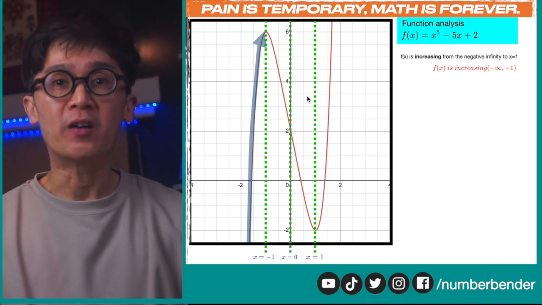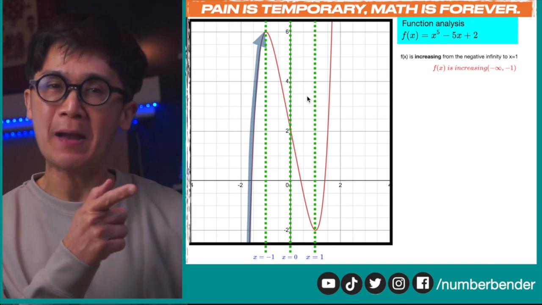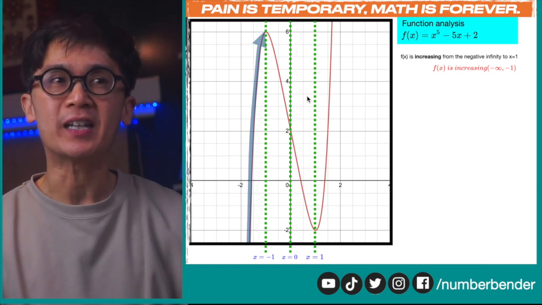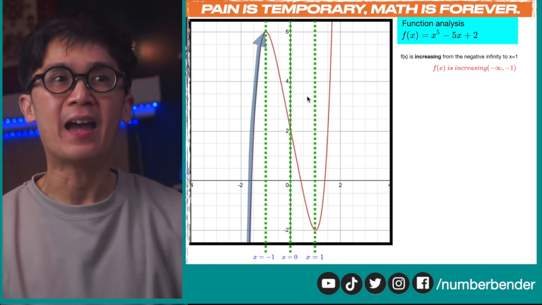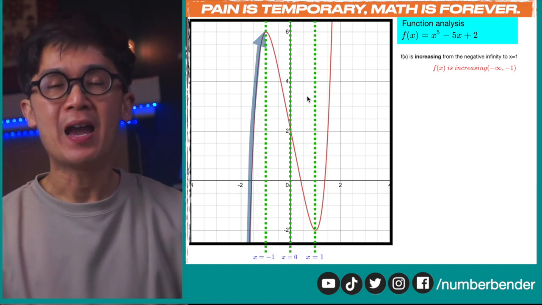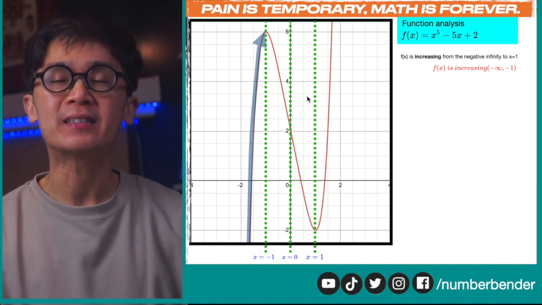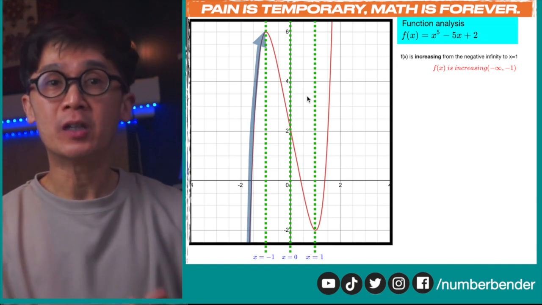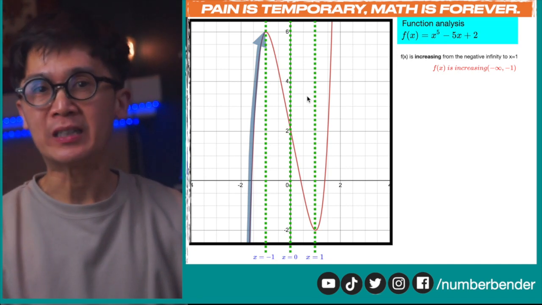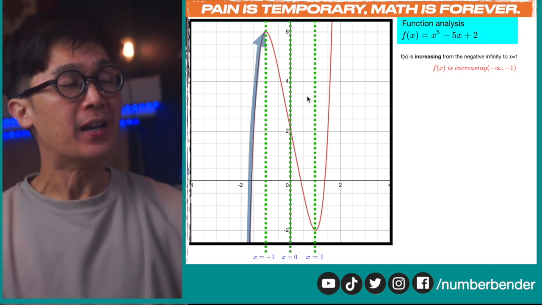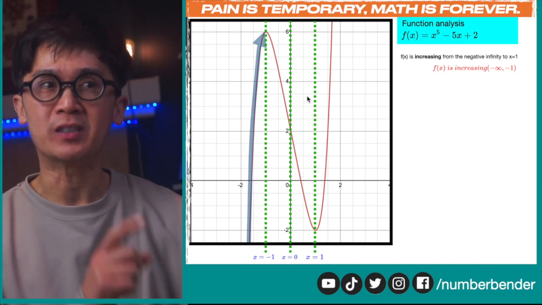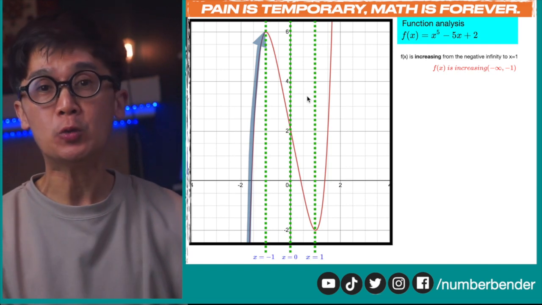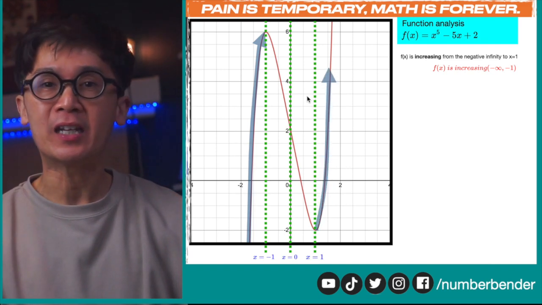And another way of representing this na hindi ko na isama dito sa ating presentation, you can also write it as x less than negative 1. At yun ay equivalent dito sa ating interval notation na nakikita ninyo dito sa ating slides. And another interval na kung saan yung ating f of x, which is yung x to the fifth minus 5x plus 2, ay increasing, ay dito sa interval na ito.